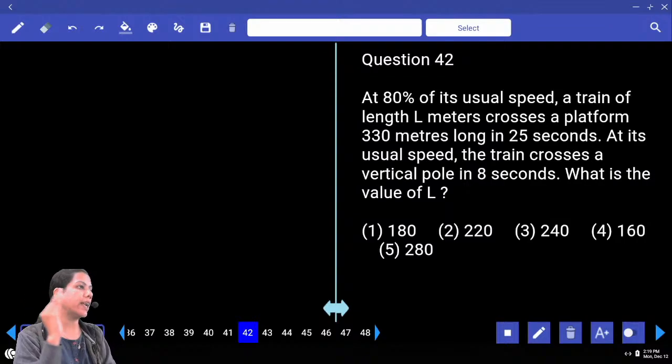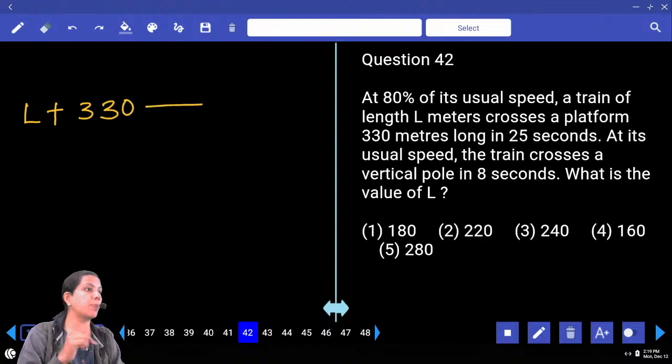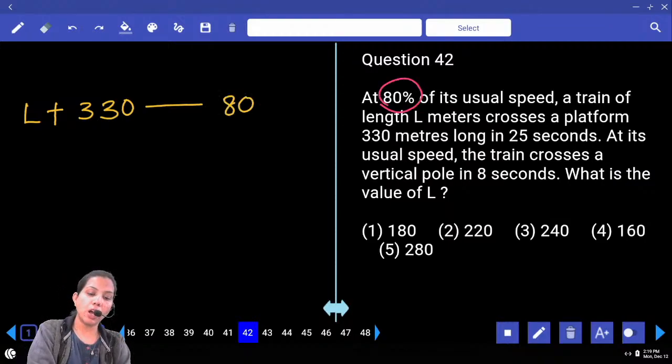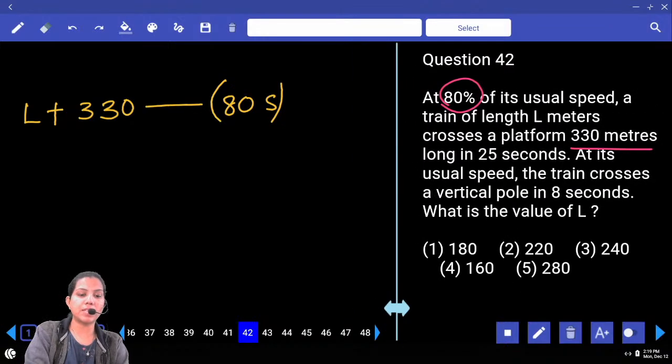one platform. One train crossing one platform means the distance is the length of the train plus the length of the platform. We don't know the length of the train, so it is L only. What is the length of the platform? 330 meters. This is covered. Distance is equal to speed into time. What is the speed? My assumption is S, but it is clearly how much percentage of its usual speed? 80% of S. The present speed of the train is 80% of S. And the time taken is equal to 25 seconds.